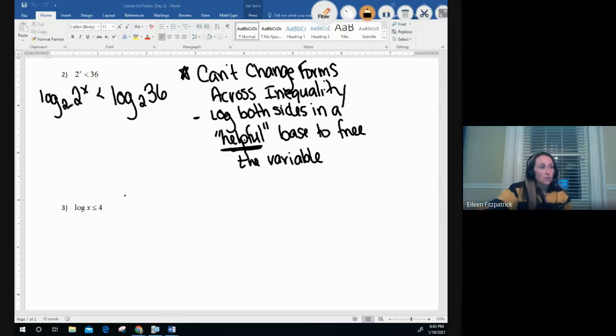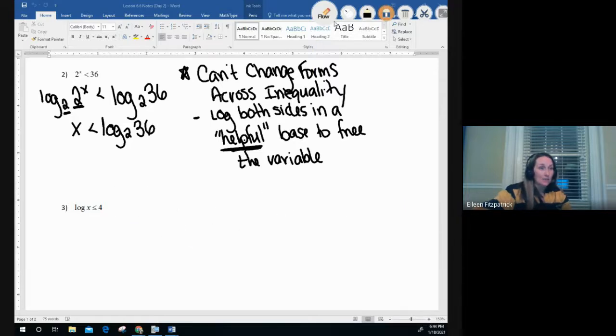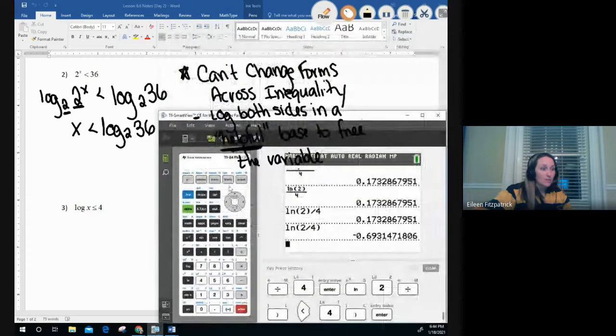Now, the reason I chose base 2 is, do you guys remember the rule? When the base matches the base, it simplifies to what is in the exponent. So on the left-hand side, because the base matches the base, this simplifies to just x is less than log base 2 of 36. Well, guess what? At this point, you are done. You just have to use your calculator. The goal is to isolate x to solve for x. I have x by itself.